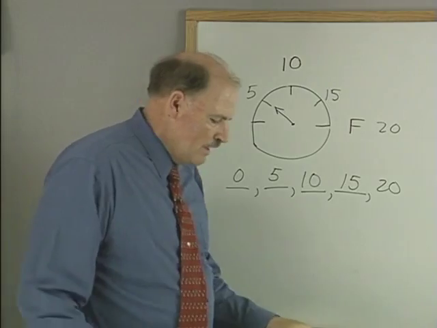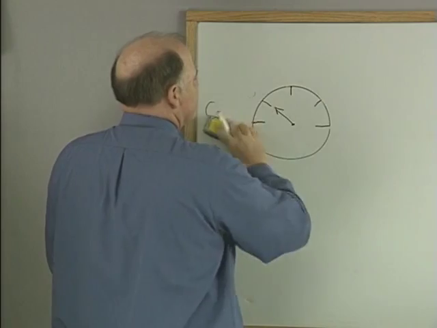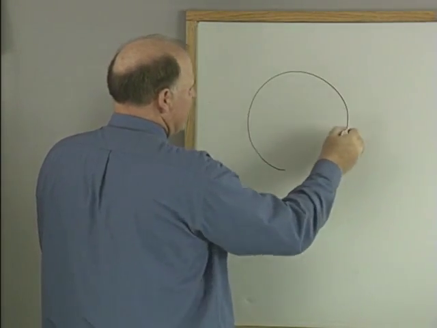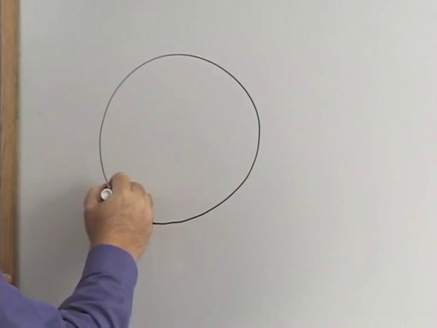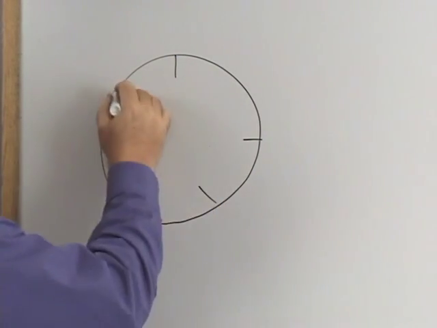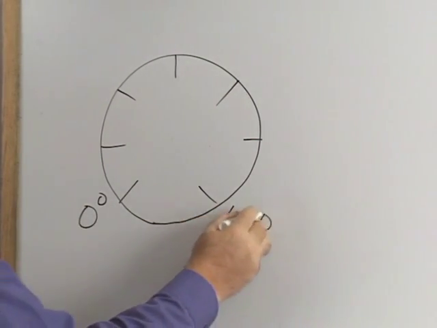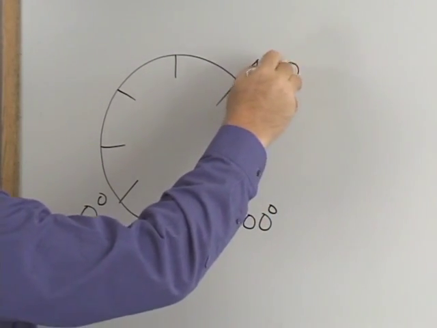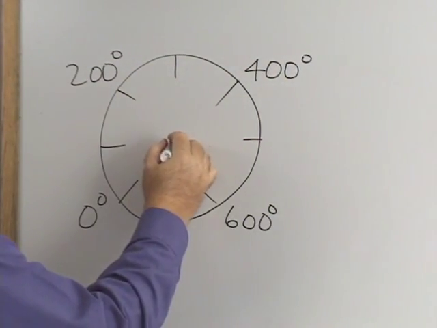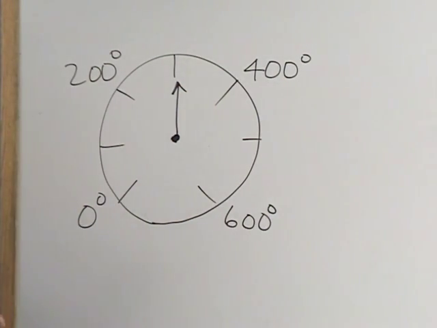Now I also have a coal stove in my basement, and the coal stove goes up to 600 degrees. So we're going to put in some lines here, here, here, here, here. And I'm going to give you these. This is 0 degrees, 600 degrees. This is 400 degrees. This is 200 degrees. And I want to know what the temperature of my coal stove is right there. And these little zeros up here mean degrees.